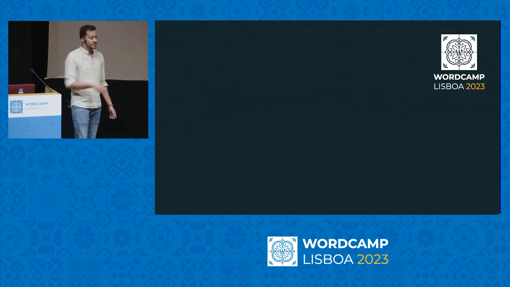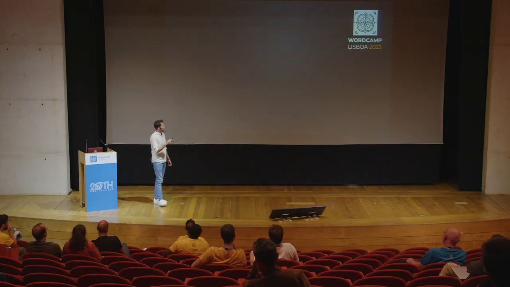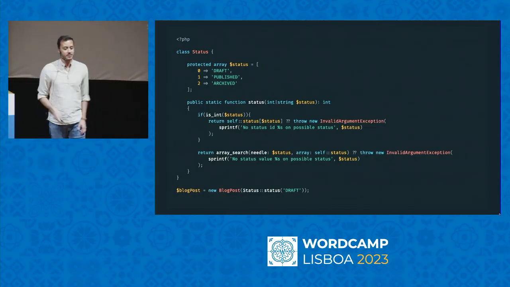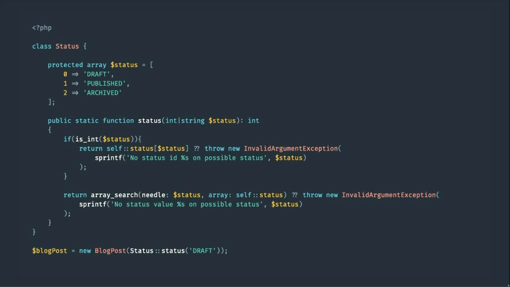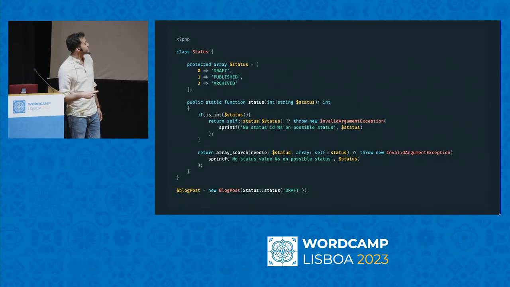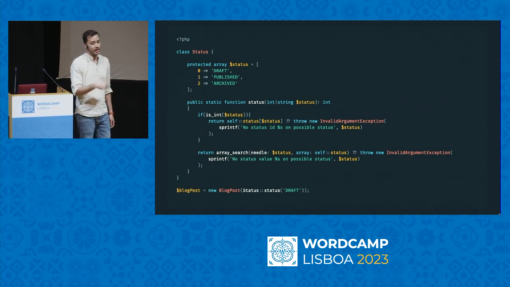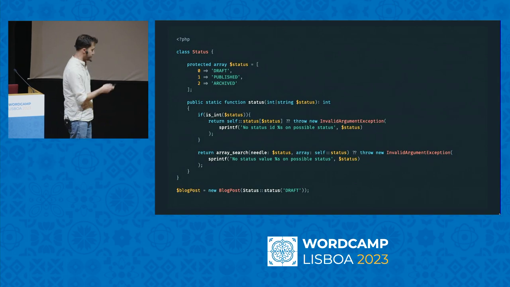That was named arguments. I'm rushing a little bit because of time. The last one I want to show you is, imagine this class. It's a status class. We have a status class in your code, and you have a protected array that matches the status in your database. I have my database here, the values 0, 1, 2, that correlate to draft, published, and archived. And I have a function that returns the correct status. If I pass an integer to this function, it's going to return the related string. If I do the opposite, it's going to give me the related integer.